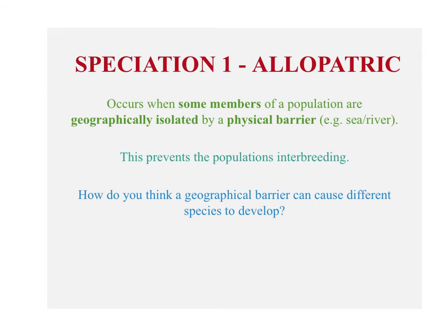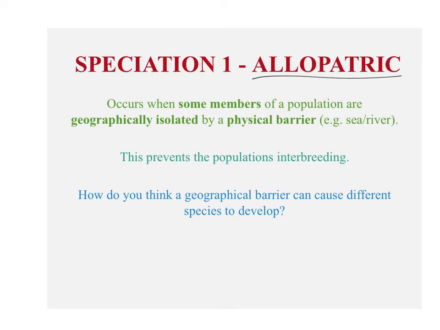Now, the first type of speciation that we're going to look at is allopatric speciation. You need to be able to spell this. And in some cases, this might be called geographic speciation or isolation speciation. We need to call it allopatric speciation.